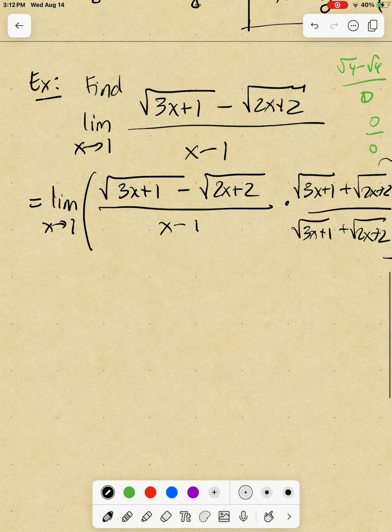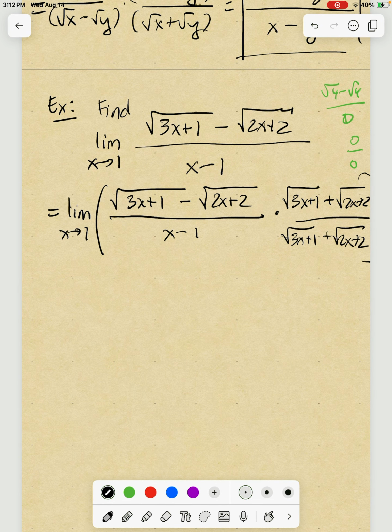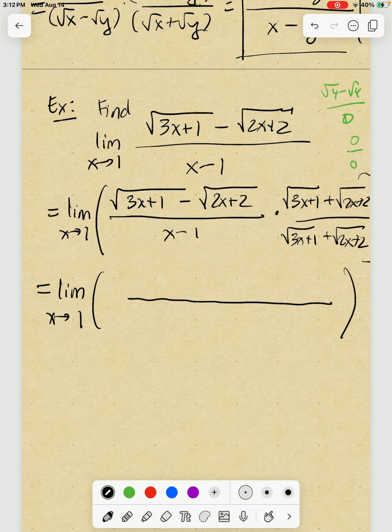This smaller? Oh, I'm out of space. Okay. So this is equal to the limit as x goes to 1 of, right? Now on the bottom, that's not the part I'm really worried about. I keep things separate. I have x minus 1 and then the bottom part.